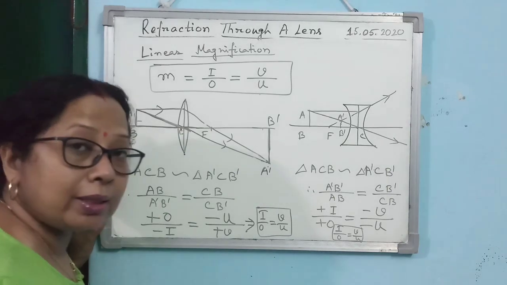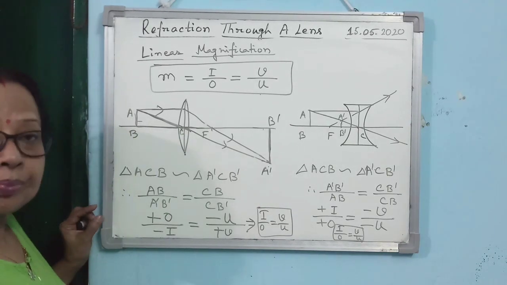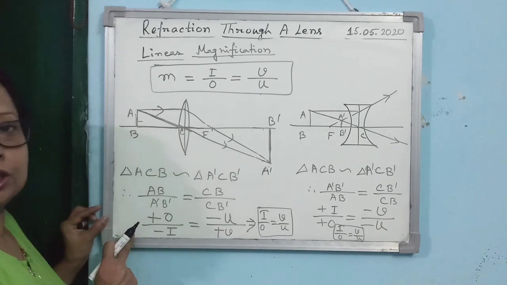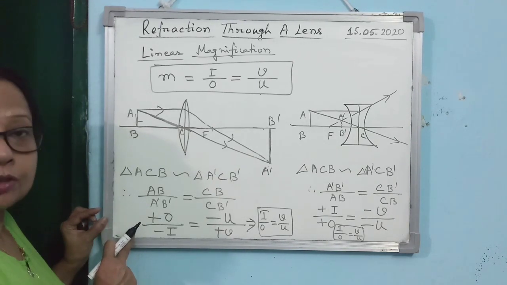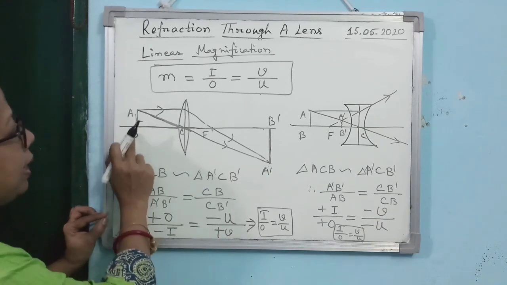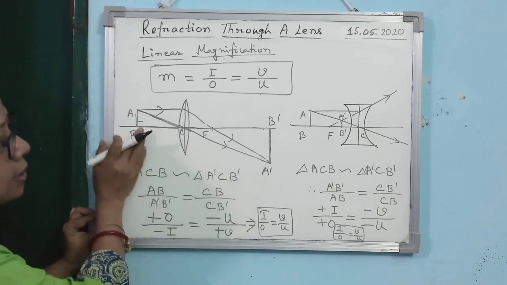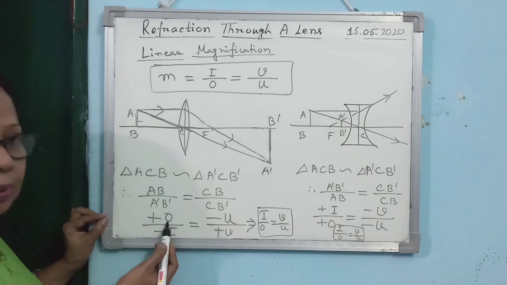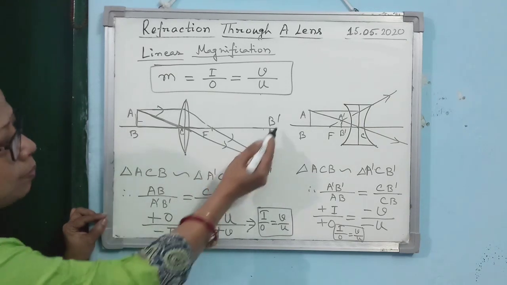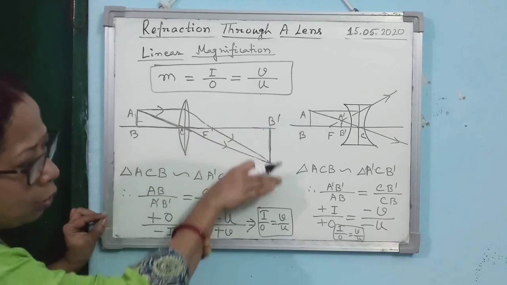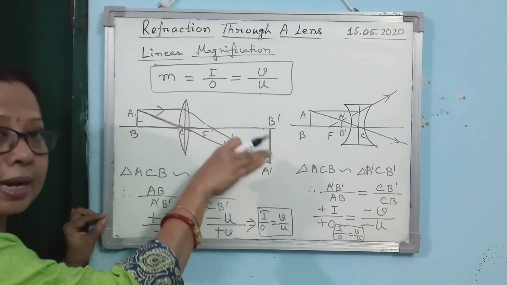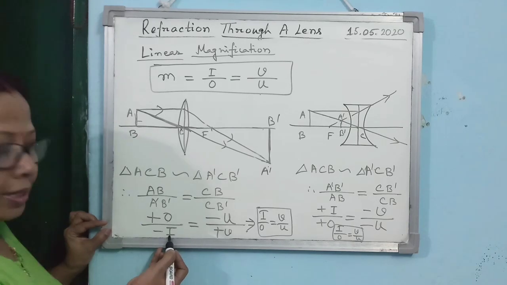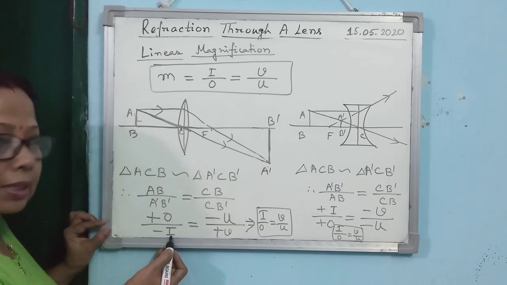Now what is AB? AB is object size. Now we have to apply the sign convention. Alright. So remember here, you are bound to apply sign convention. Okay. So don't forget it. AB is the object size. We are measuring the distance above the principal axis positive. So you see I have written plus O. Then A dash B dash. A dash B dash is below the principal axis. So it is negative. And image size we denote it by big I. So you see it is minus I.